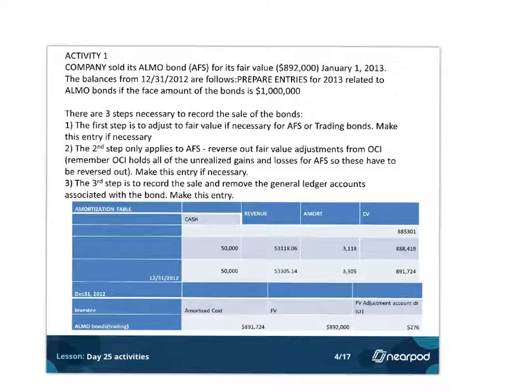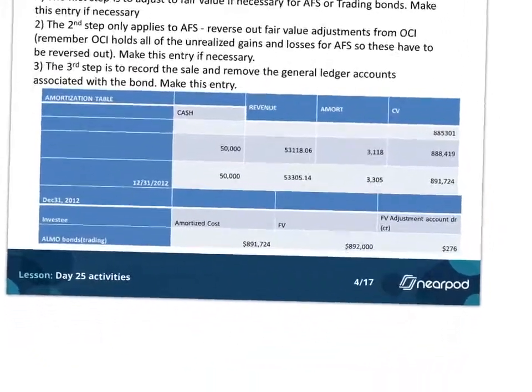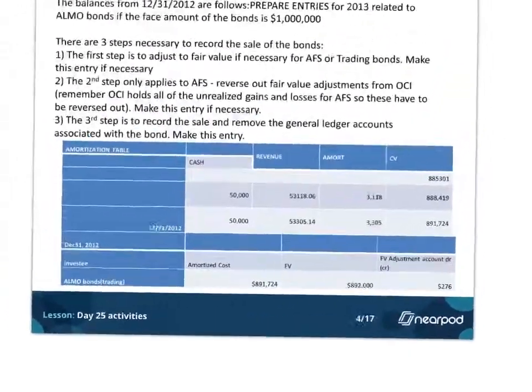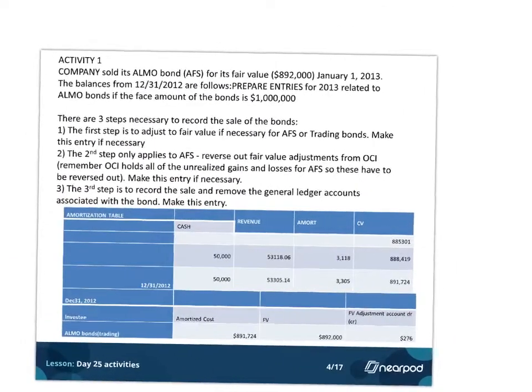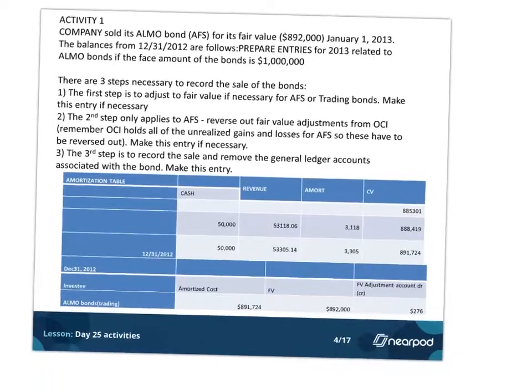All right, so we have our bond information. And then the activity says basically make the entries for this available for sale.